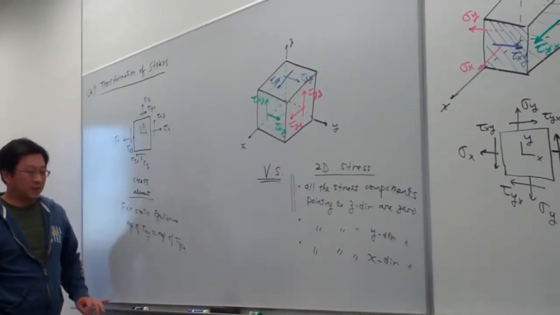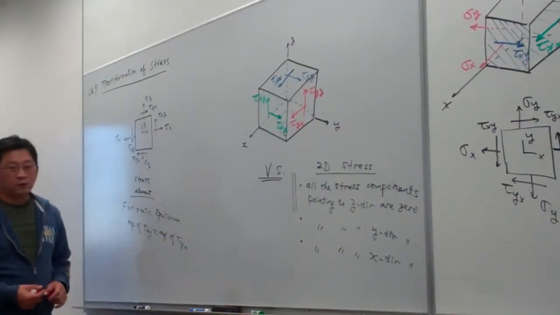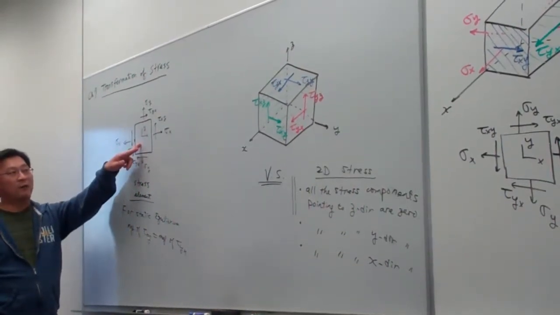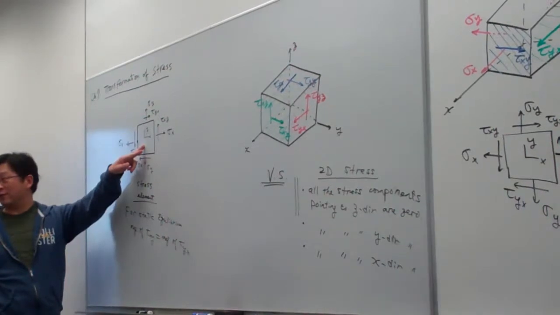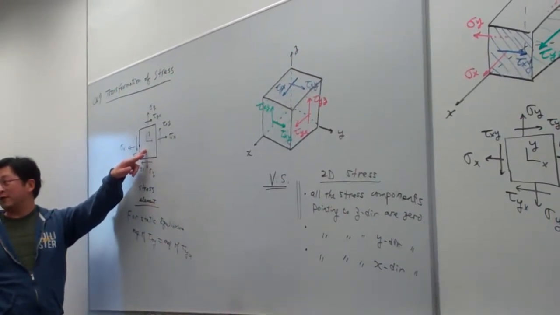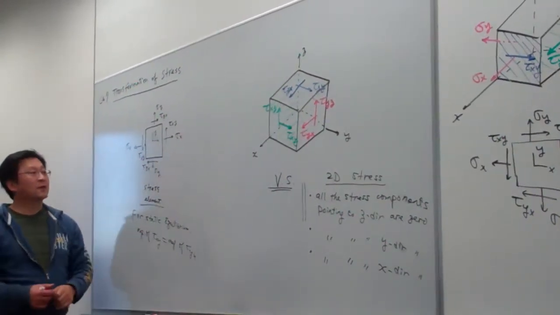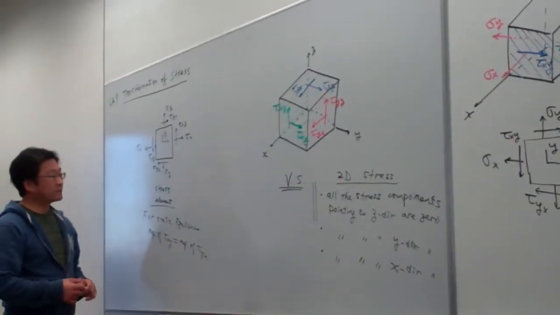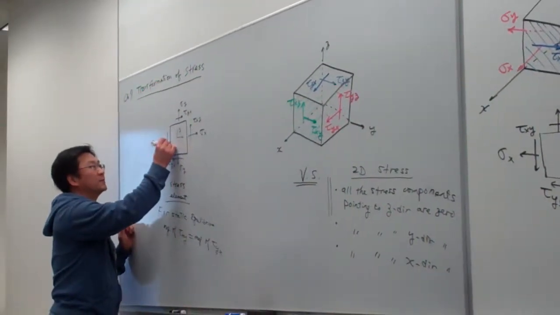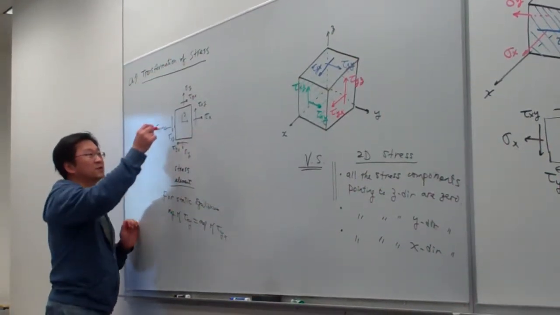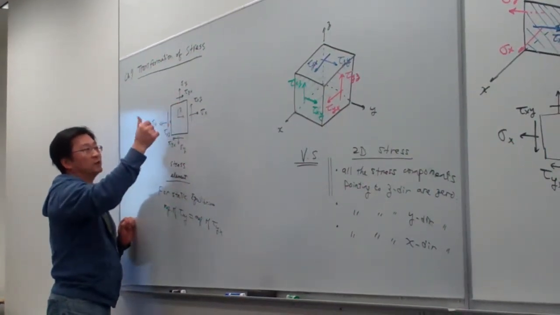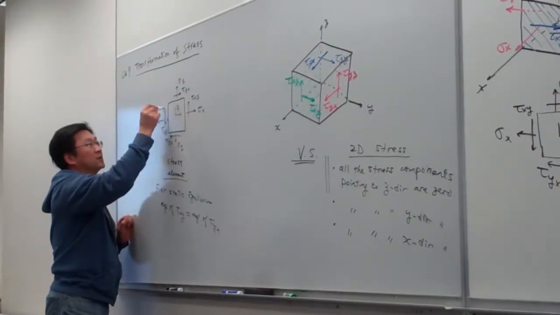However, if I say I don't like these configurations, I want to see the distribution of the stress in a different configuration, in a different orientation of the stress element. At the same point, I might try this. Say, I don't like this orientation, but I like these orientations.